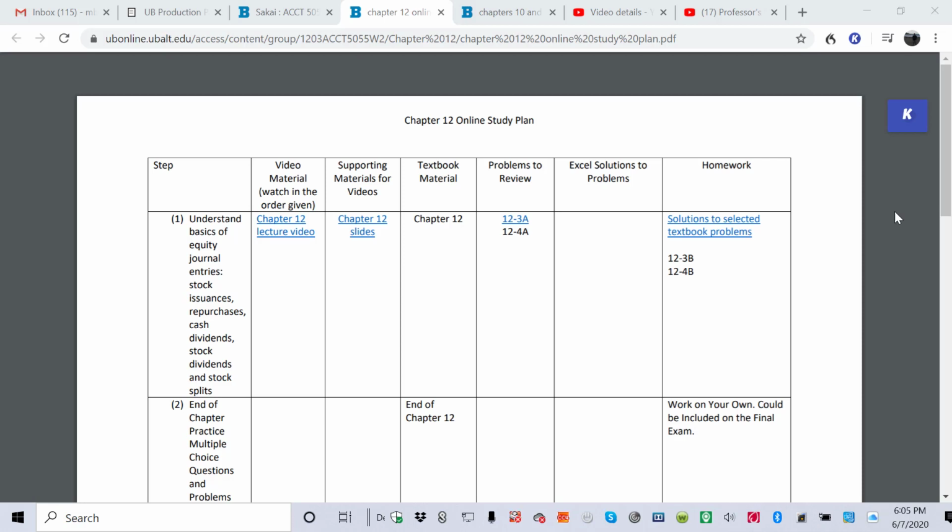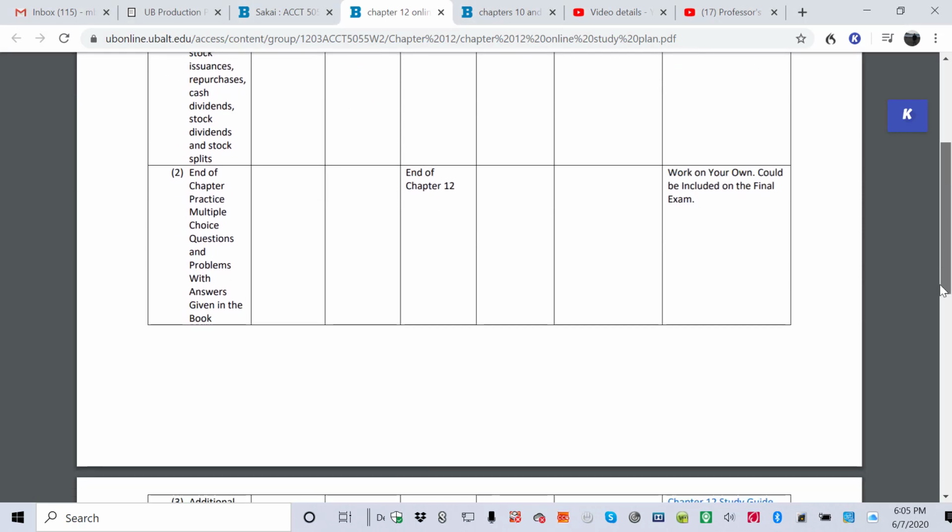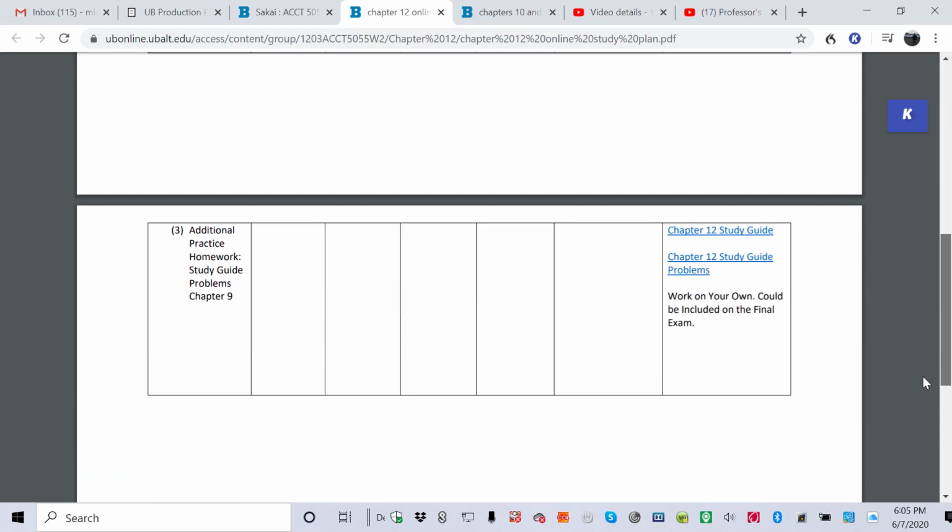I'm sorry. So that's pretty much chapter 12. Very straightforward, pretty short. Nice conclusion to our course. But don't forget, at the end of the chapter, to take a look at the end of chapter exercises for the answers and the study guide.